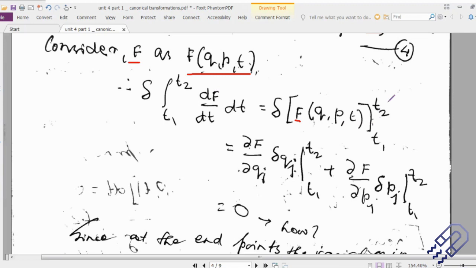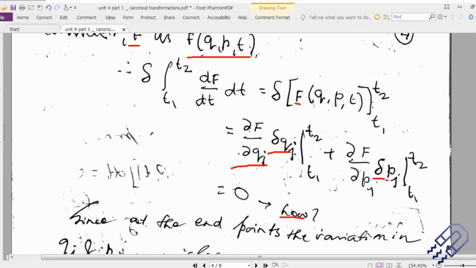So that's basically the differentiation that you're doing, right? And then if you want to write it down in terms of t1 and t2, you can always write it down as del f by del qj into delta qj, and then del f by del pj into delta pj, from t1 to t2. So the question is, this will actually become equal to 0. And of course the question is how. How does it become equal to 0?